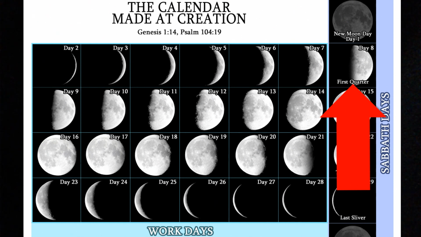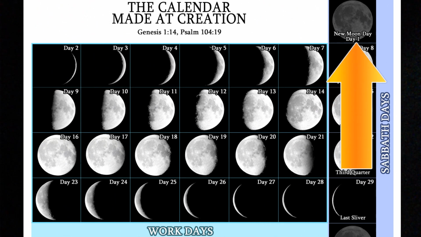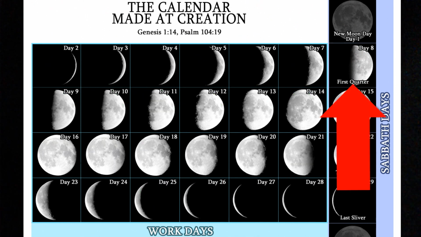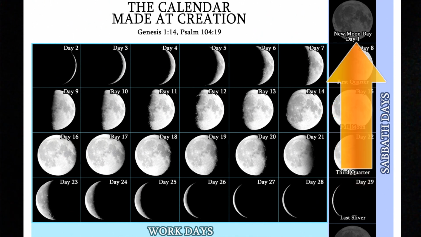That's the 7th day, which is, if you count from the new moon day to the Sabbath day, then that's the 8th day. But the reason why we don't count the new moon day is because it's a day on its own. It's a worship day, just like a work day or a Sabbath day. The new moon day is a day of its own. So that's why we don't count it.